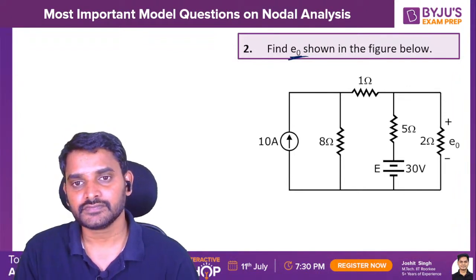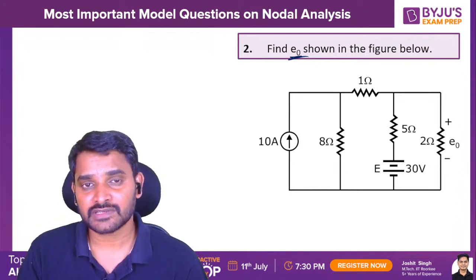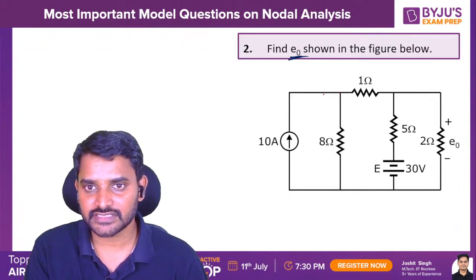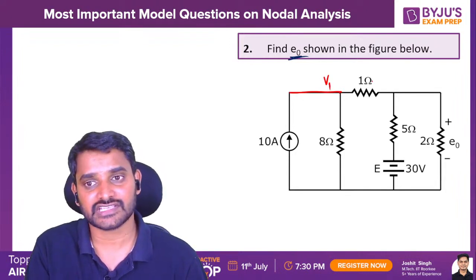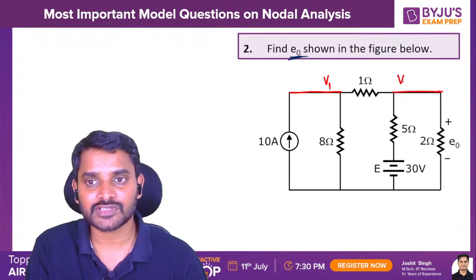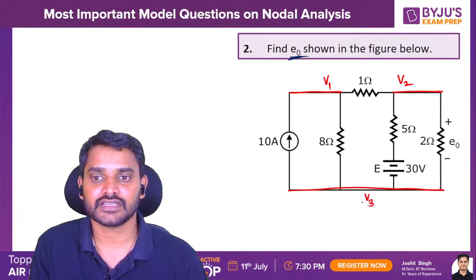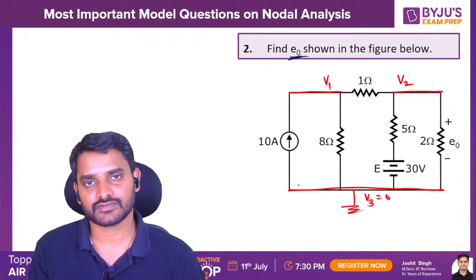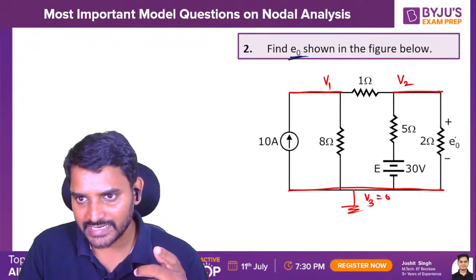See. Just now I said you should identify the principal nodes. So this is one principal node, let us assign it as V1. This is also one more principal node, V2. And this is one more principal node, V3. Let us take V3 as equal to 0. Now two principal nodes are there. I want to calculate E0.